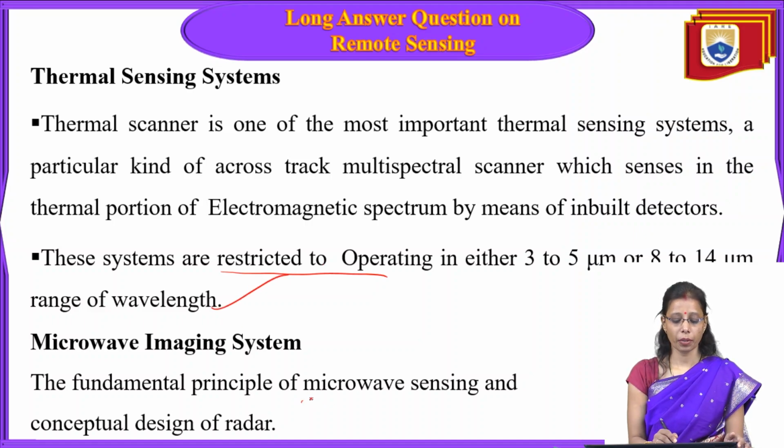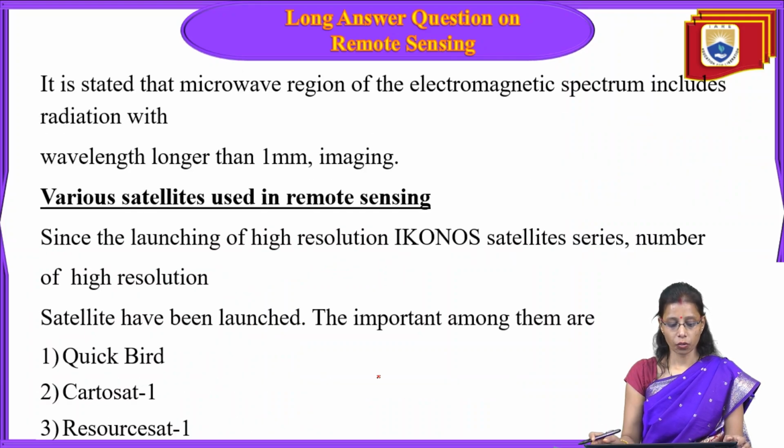So the fundamental principle of microwave sensing and the conceptual design for radar. It is stated that the microwave region of the electromagnetic spectrum includes the radiation with a wavelength longer than 1 mm. Imaging: various satellites used in remote sensing. What are the various satellites we use in remote sensing?